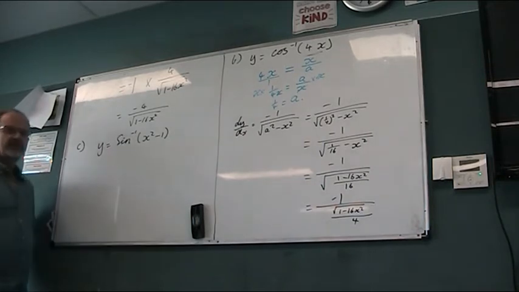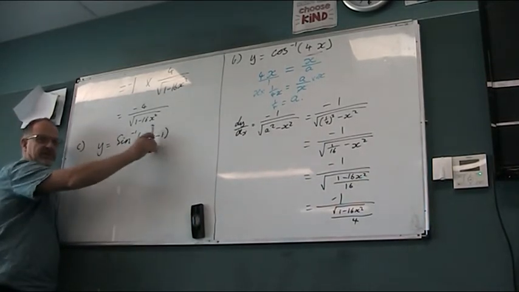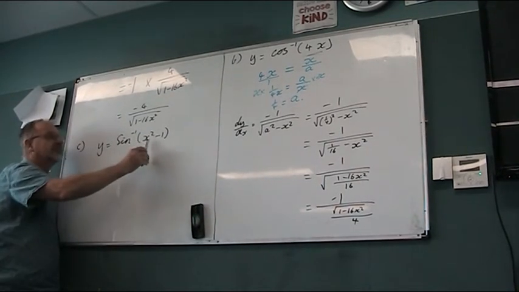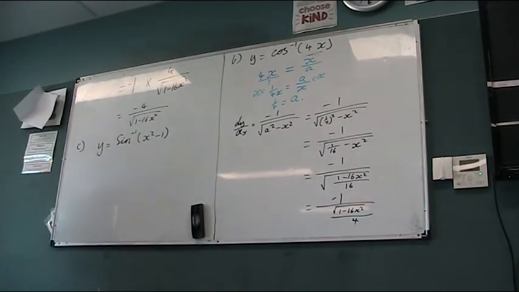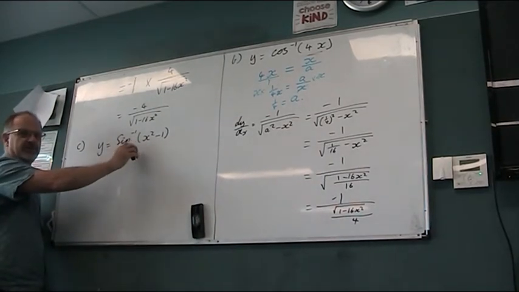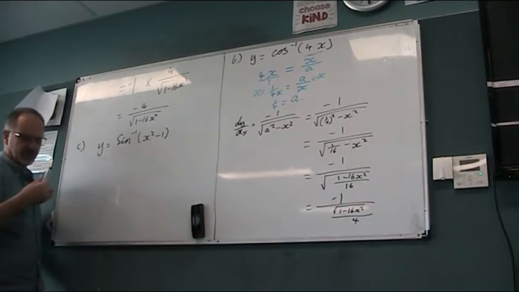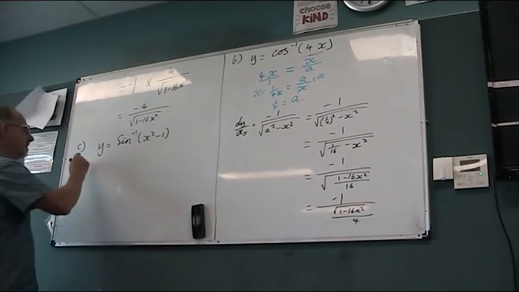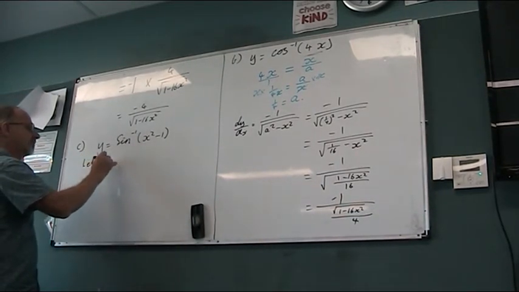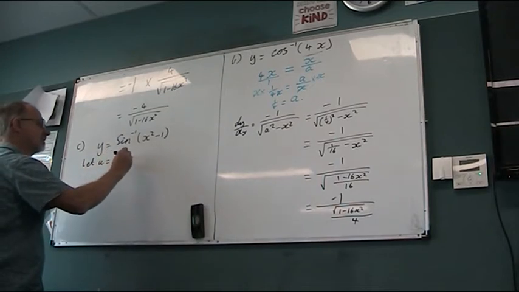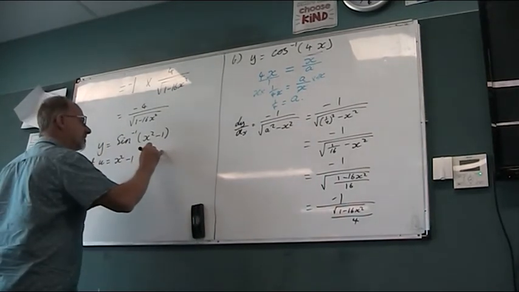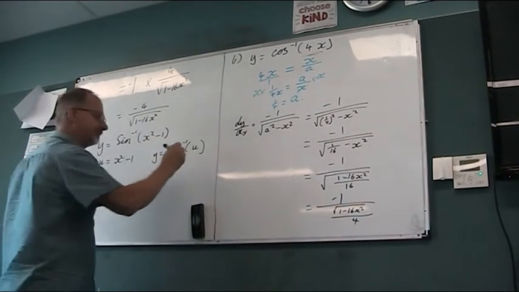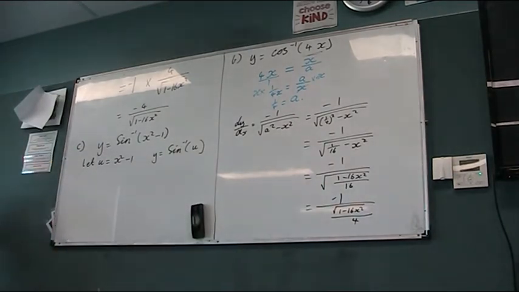Alright, so all those patterns just had x or 4x or x over 3 or whatever. They didn't have another function in there. But now we've got another function in here that we're doing sine minus 1 of this other function. So now we need to use the chain rule because of that. So let u equal this stuff that's inside, so x squared minus 1. So then that means that y will be the sine minus 1 of u.